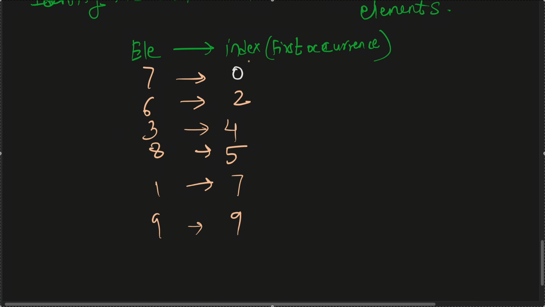So let me write: for 7, index 0 is the first occurrence, and 0 is even. For 6 it is 2, so 2 is also even. For 3 it is 4, 4 is also even. For the next element 8 it is 5, which is odd.